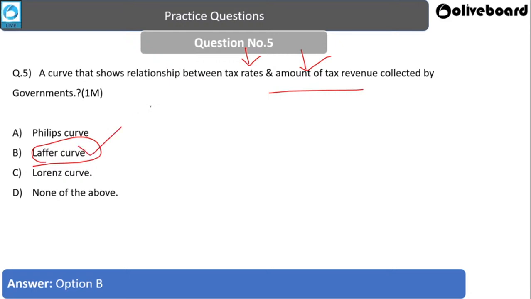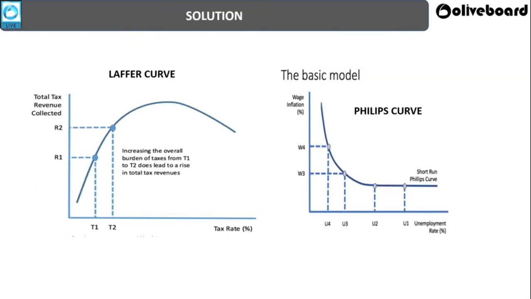The answer for this question is B, Laffer curve, wherein you have the relationship between the tax rate that is fixed in the economy and, based on this tax rate, how much tax revenue is collected by the governments. Let's quickly run through all the important curves.